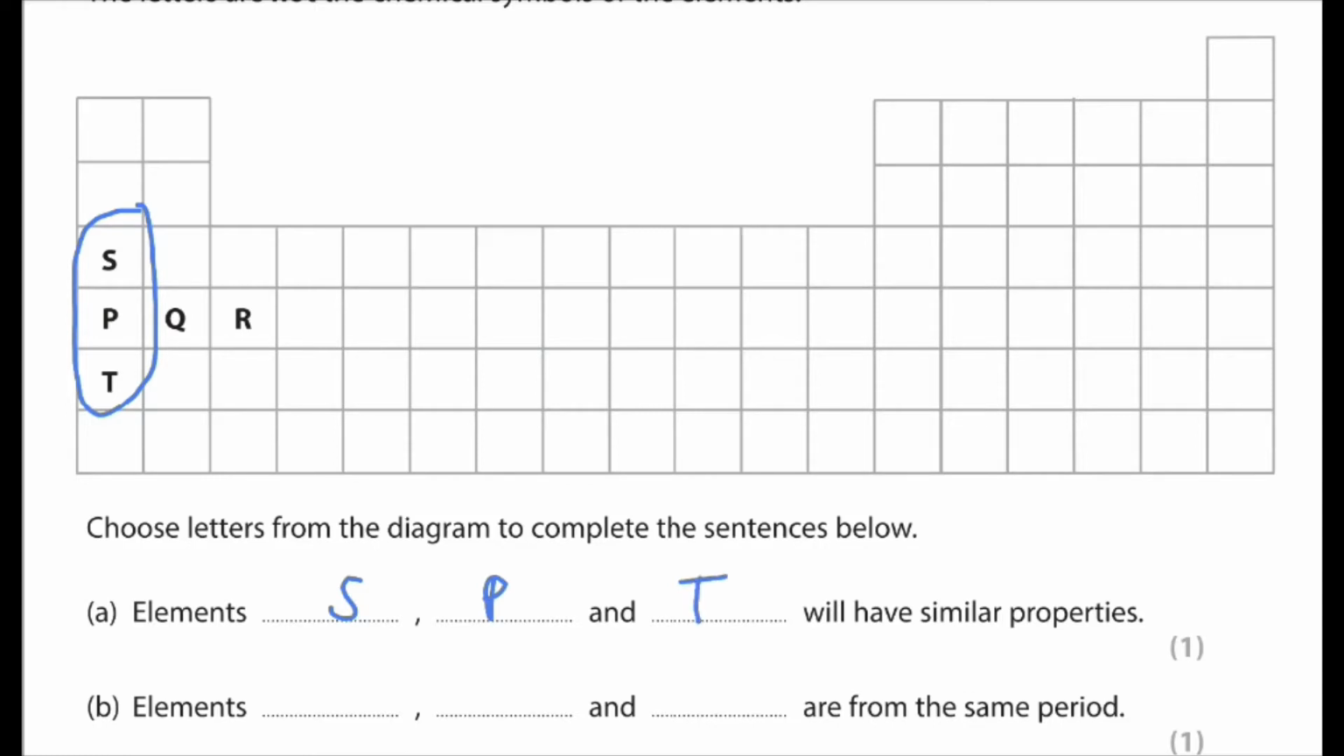Next question, they are from the same period. So this is a period over here. So it should be P, Q, R.